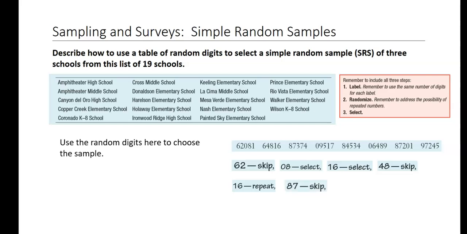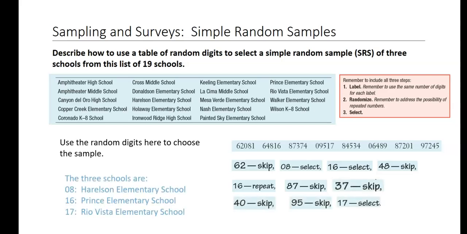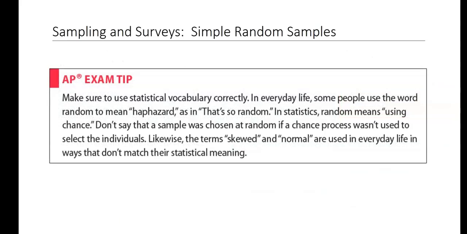So you skipped or repeated 16, so we're not going to do that one again. 17 is a winner because it's less than 19. So the first 3 numbers less than 19 that I came to as I went left to right on that list were 8, 16, and 17. Random means using chance. Don't say a sample was chosen at random if it wasn't a chance process that selected them.